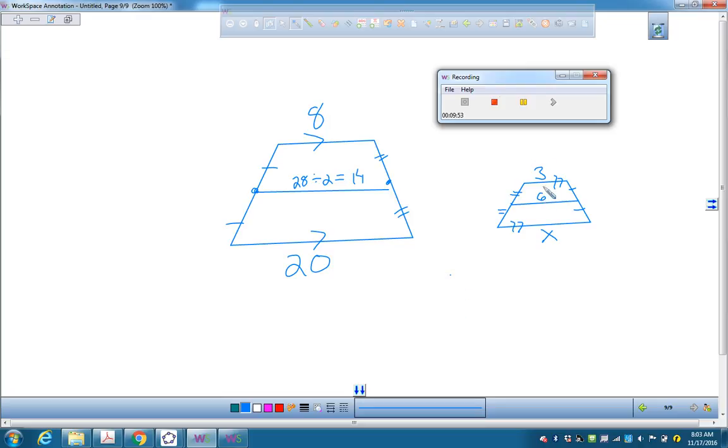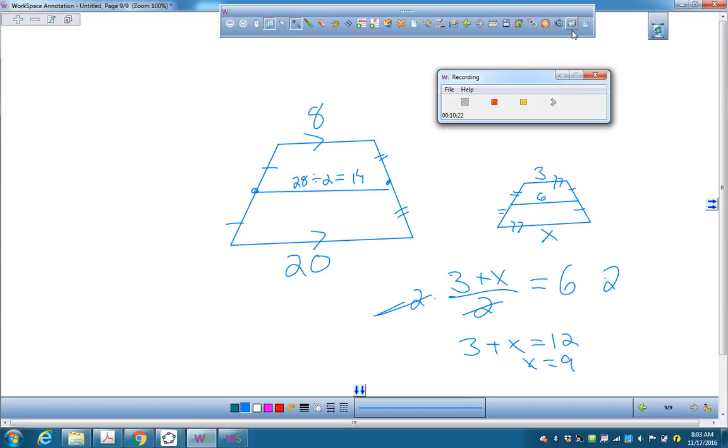If 6 is the average of the two bases, you can say that 3 plus x divided by 2 equals 6, right? How do I solve that? Algebraically, how do I solve that? Multiply both sides by 2, right? That goes away. I get 3 plus x equals 12, x equals 9. Easy enough? Okay? Let's do one more example with some algebra stuff in here.